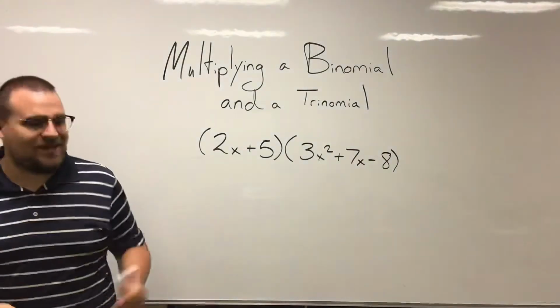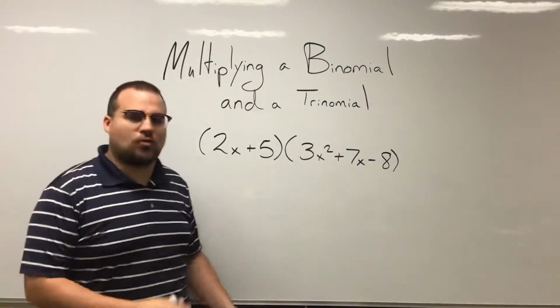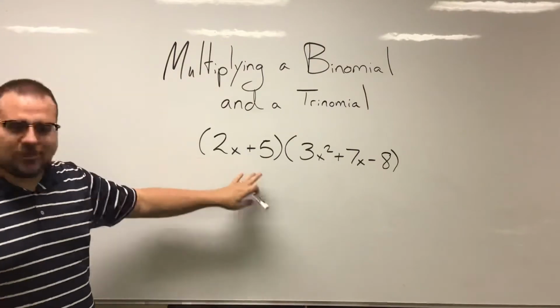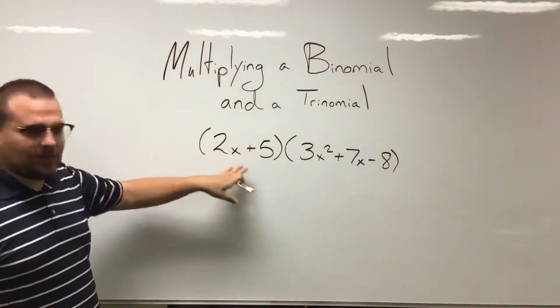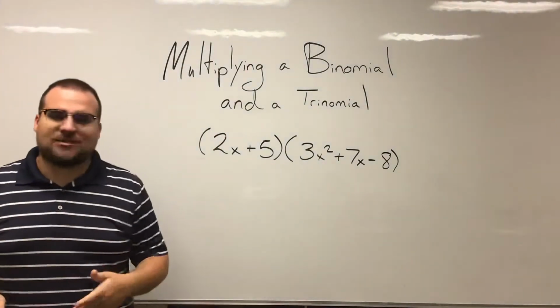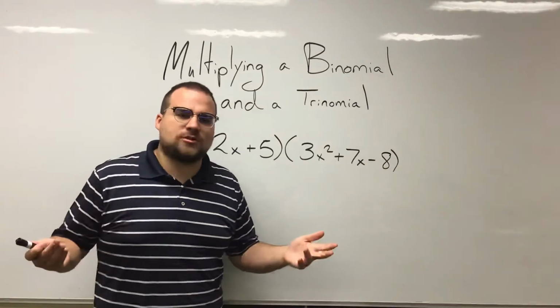Hey guys, today we're going to be talking about multiplying a binomial and a trinomial. So you can see right here I have 2x plus 5 listed. That's our binomial. And it's multiplying 3x squared plus 7x minus 8, our trinomial. And we want to figure out, how does this work?